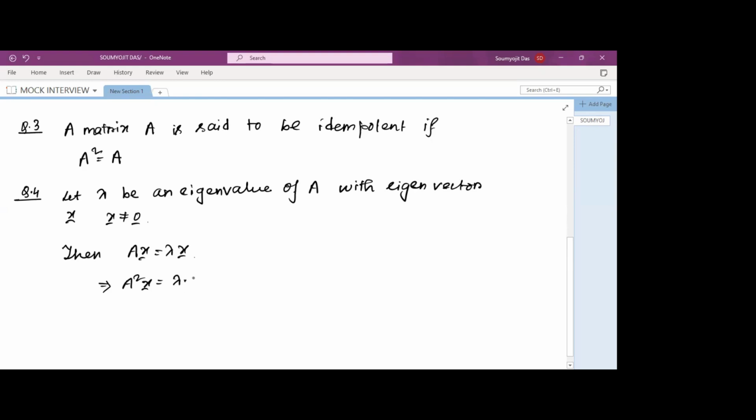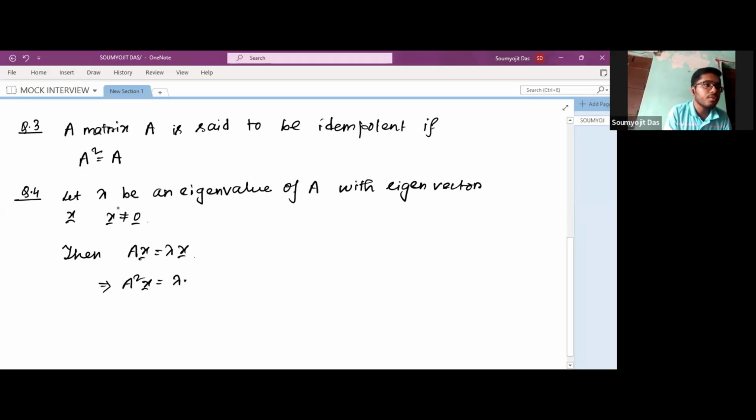Explain whenever you write. Okay, sir. If we consider lambda to be the eigenvalue of A with eigenvector x, where x is a non-null vector, then from the definition of eigenvector we can write A x equal to lambda x. If we multiply both sides by A again, A squared x equals lambda times A x. As A is an idempotent matrix, A squared equals A, so A x equals lambda squared x. So we can say that lambda equals lambda squared for an idempotent matrix.